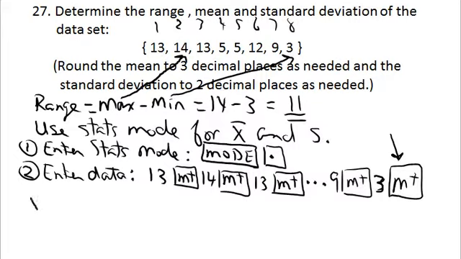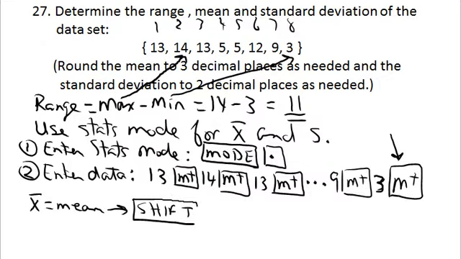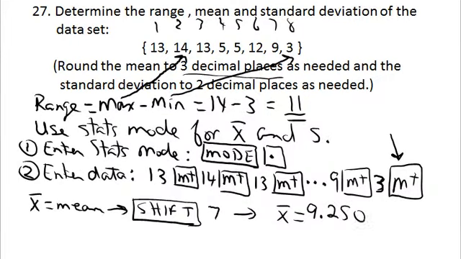Then you want to calculate the mean. And you do that, again, this should be old hat by now. Shift 7. Shift 7 gives the mean. And when you do that, it says to go to 3 decimal places on the mean. You come out to 3 decimal places, 9.250.